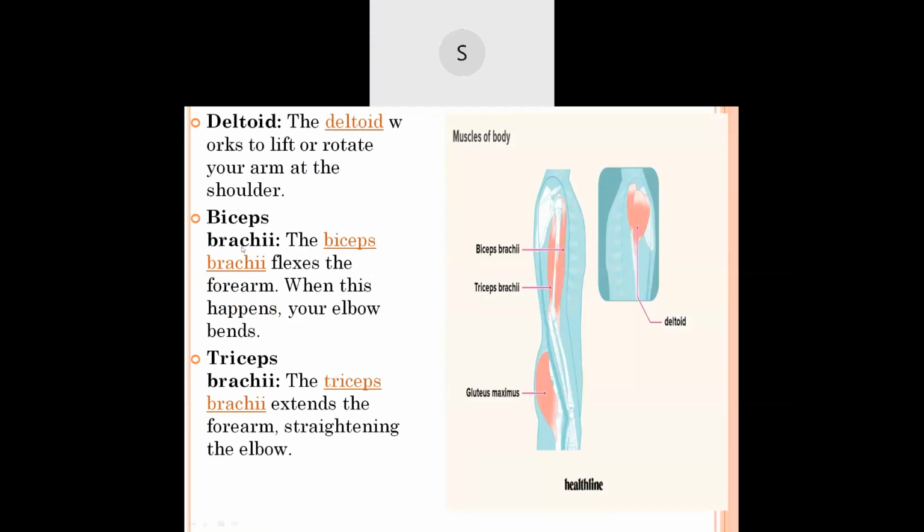Ma'am, explain again the bicep brachii. Bicep brachii is this area, understand? This bicep brachii helps you in flexing your forearm. This is your forearm, and they help you in flexing your arm. When you flex your arm, what happens? Automatically, your elbow will bend. This is my elbow, so it will bend. Understand now? Yes, ma'am. Okay. So are you all clear about upper extremity muscle? Yes, ma'am.